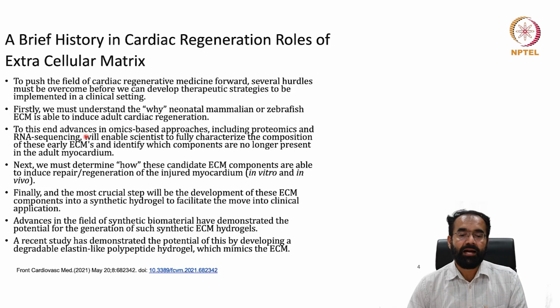So to this end, advances in omics-based approaches, omics meaning proteomics, RNAomics, genomics, etc., including proteomics and RNA sequencing, will enable scientists to fully characterize the composition of the ECM and identify which components are no longer present in the adult myocardium. Because the adult myocardium of the mammal doesn't regenerate. So what has changed so much that does not allow adult cardiomyocytes to regenerate?